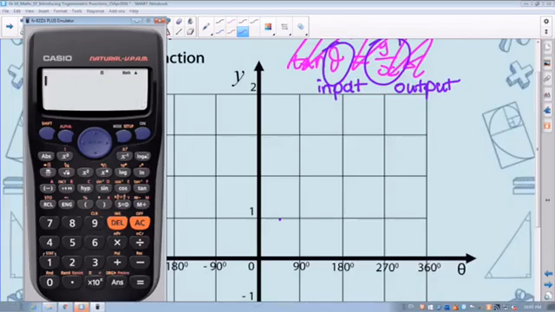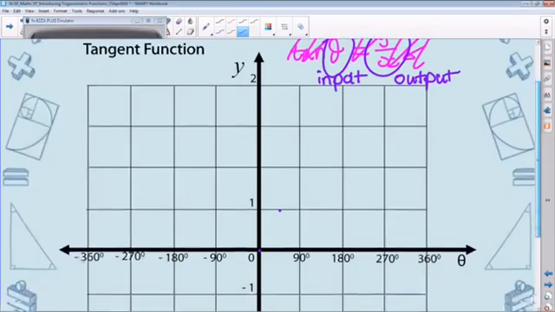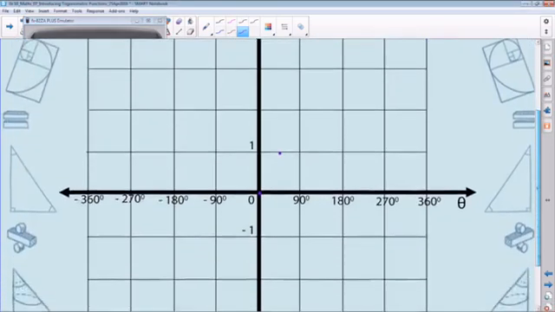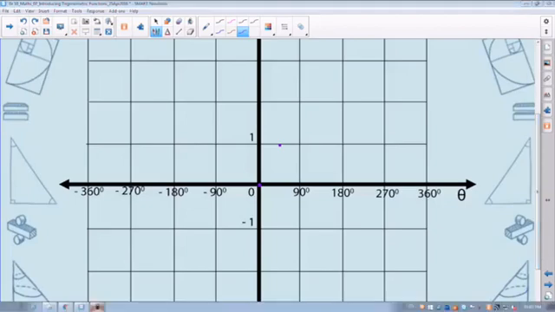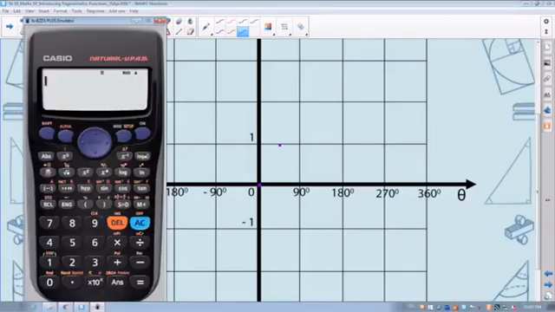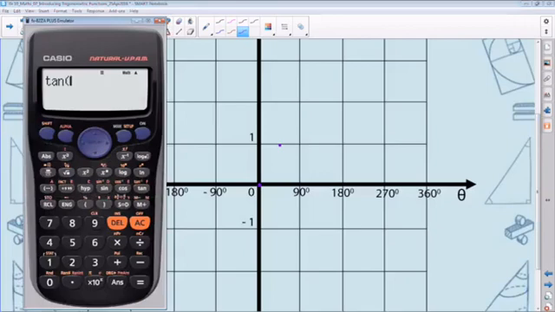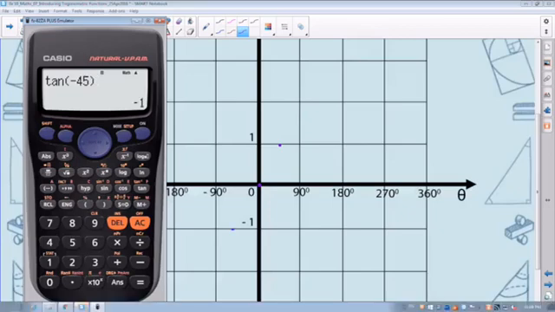And let's go back to our calculator and plot tan of 0 degrees. And it's equal to 0. Do you want to guess what tan of negative 45 degrees is? Let's see. Tan of negative 45 degrees. And we press equals. It's equal to negative 1.